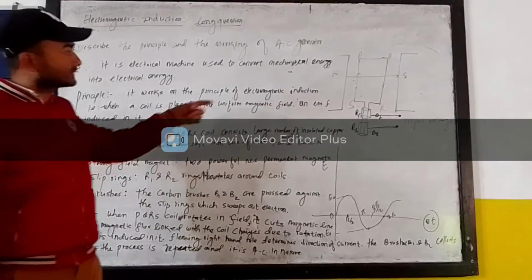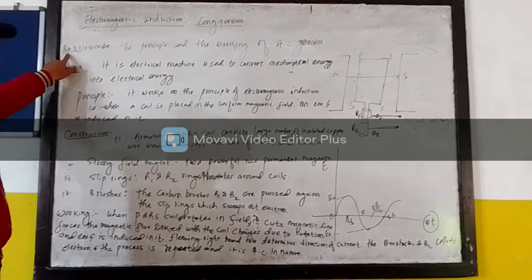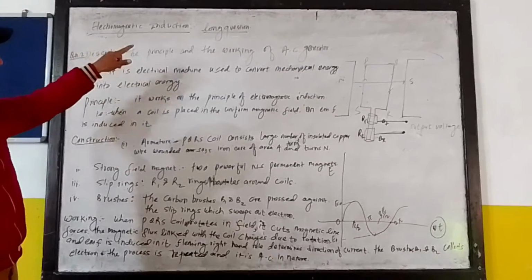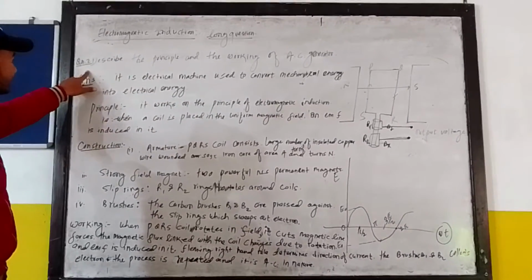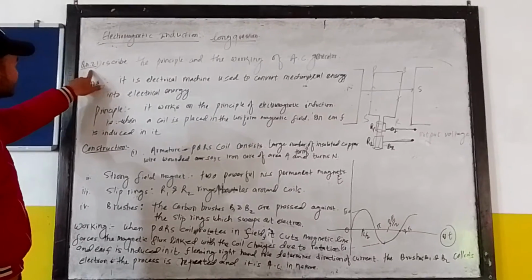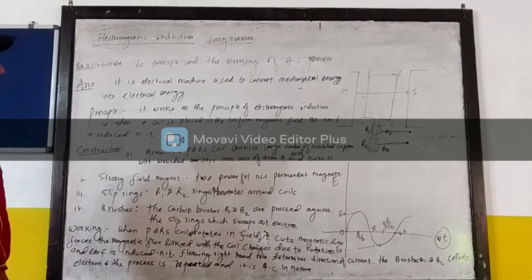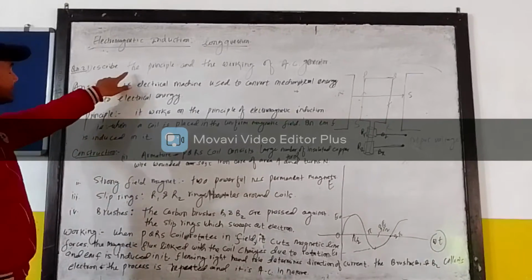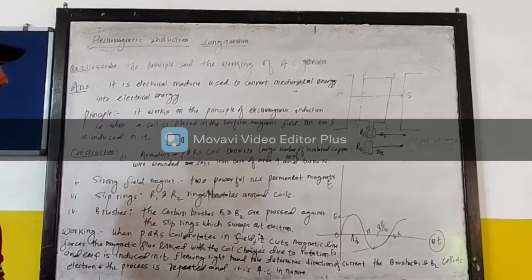Before starting, I want to begin from the question. The question is related to electromagnetic induction. This is a long question in class 12, so I considered this important question here: describe the principle and the working of an AC generator. How do we describe this? How do we know what the principle and working of an AC generator are?